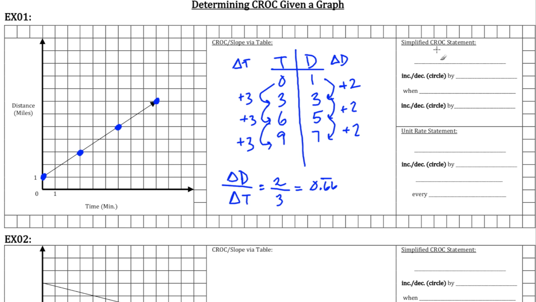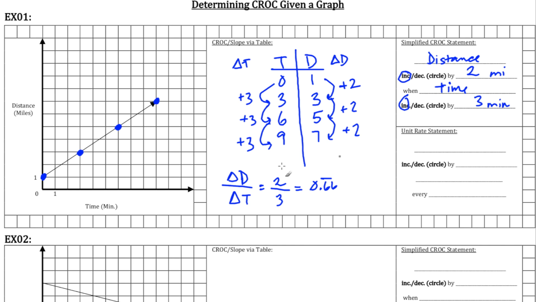So let's talk about this constant rate of change. The distance increases by 2 miles when the time increases by 3 minutes.